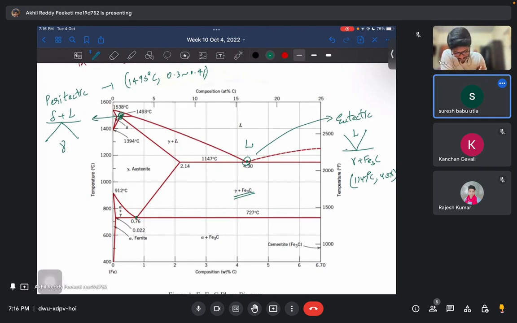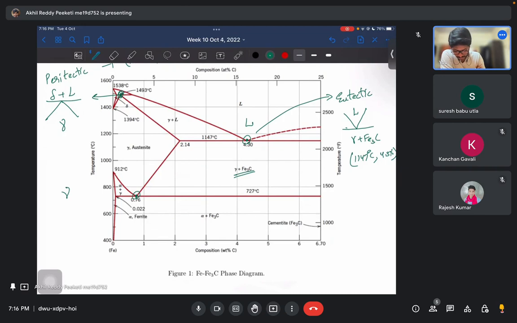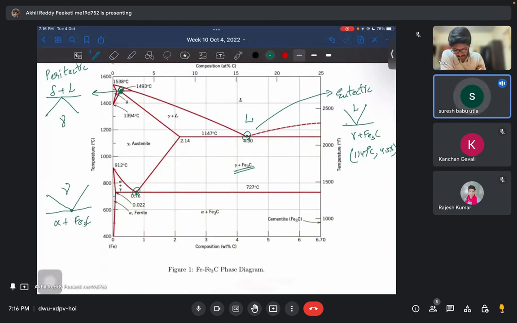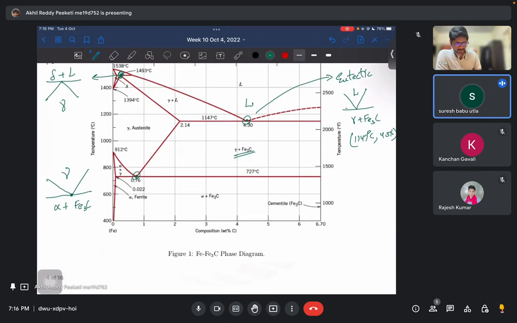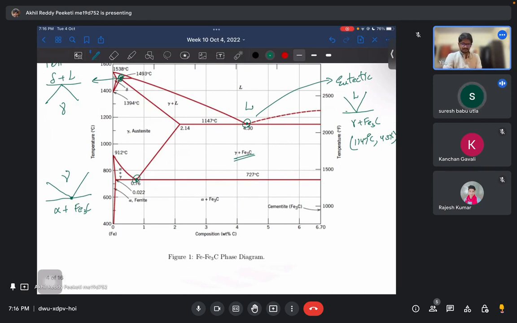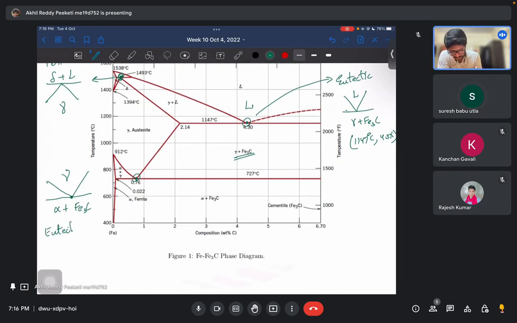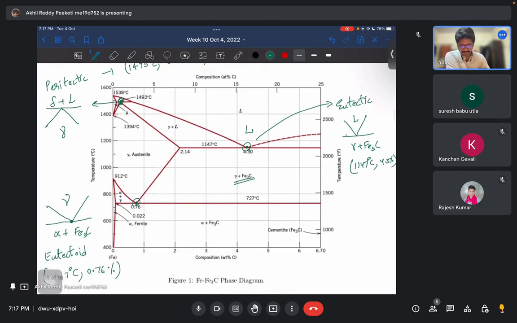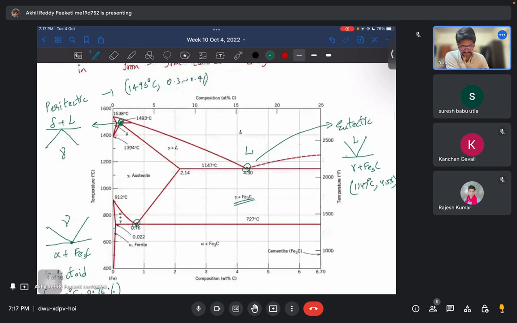Yeah. So what is happening here? Yeah, so which kind of point is it? Yeah. So a solid transforming into two solids. So it is the eutectoid. The temperature is 727 degrees Celsius and composition is 0.766. So are there any other points? No. So in the iron-iron carbide diagram, you will have these three reaction points: peritectic, eutectic, and eutectoid. Okay.